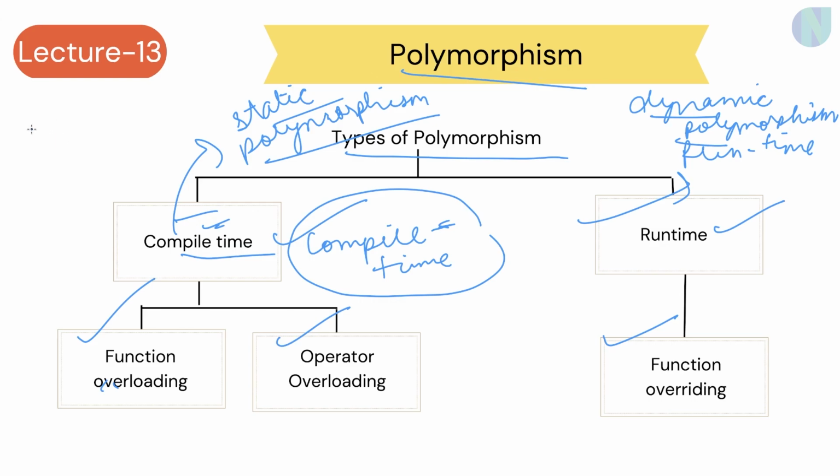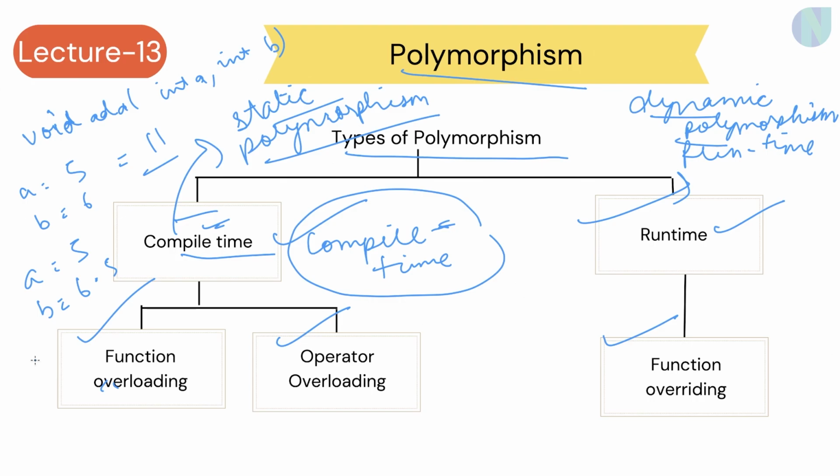In function overloading, consider that I am writing a method add, and I am giving int a, int b. I am adding a and b. Consider for now my value for a is 5 and for b is 6. So the result would be 11. But what if I am giving a value of a as 5 but b as 6.5? For this case, this add method won't come into the picture. So what I am doing is, I am writing one more.